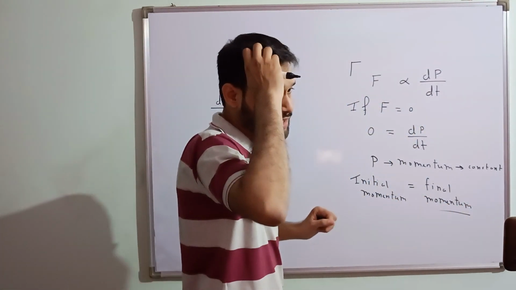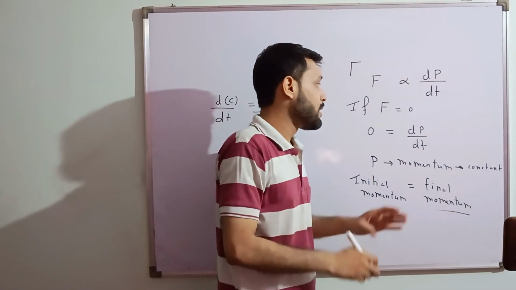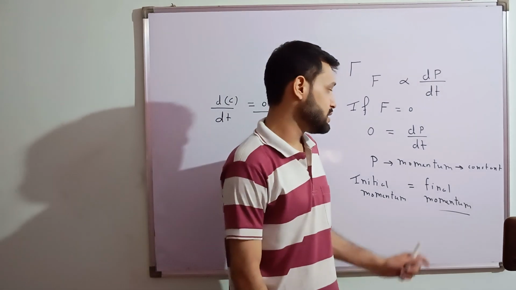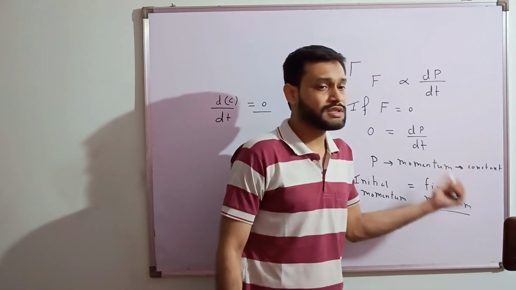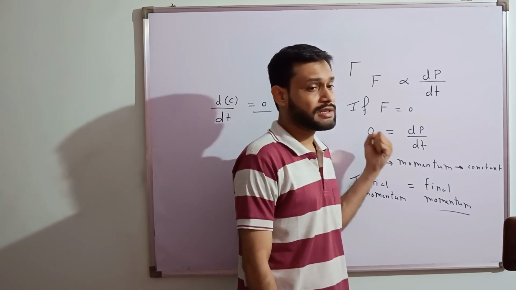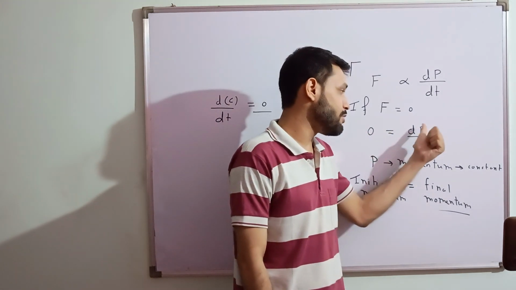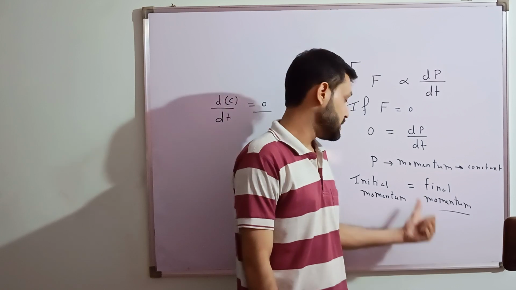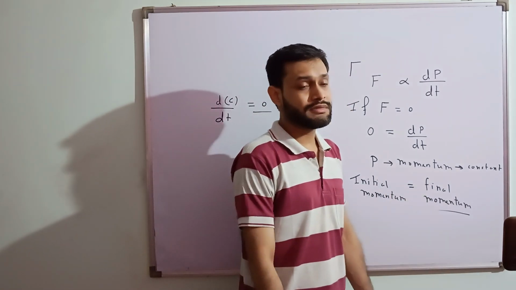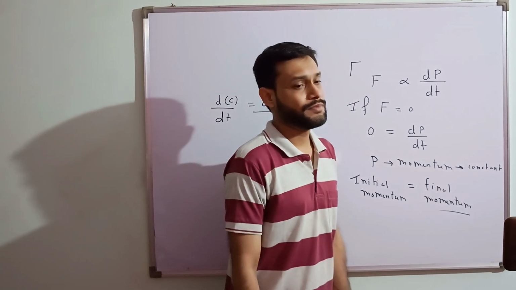So when this thing is happening, now conservation of momentum says what? Conservation of momentum says if the external unbalanced force on the system is zero, then the momentum of the system remains conserved. That is, initial momentum is equal to the final momentum. This is what the conservation of momentum says.